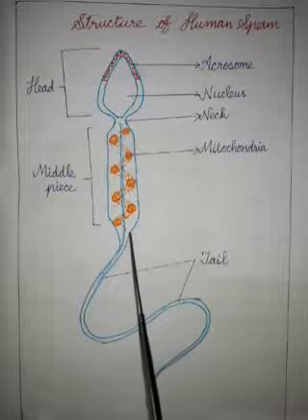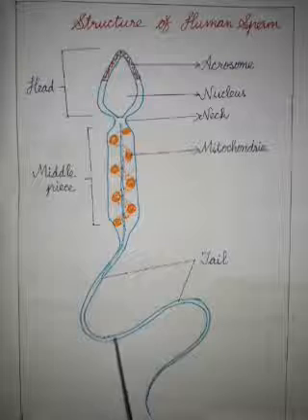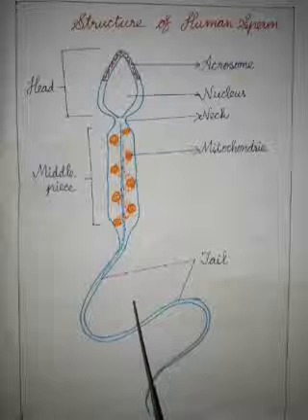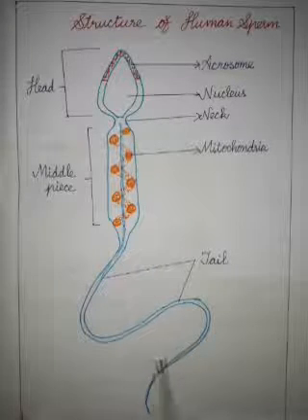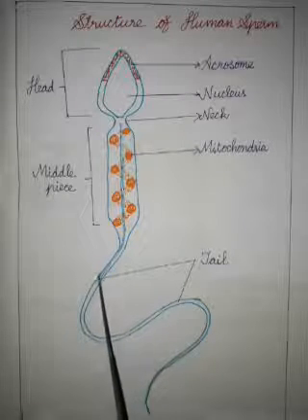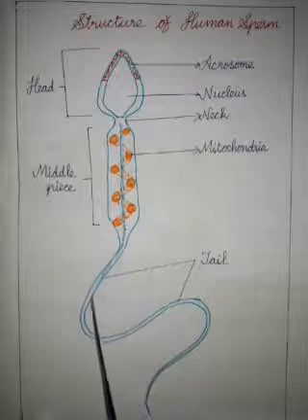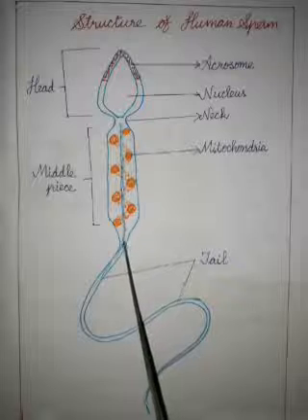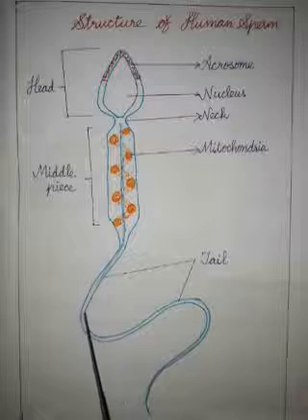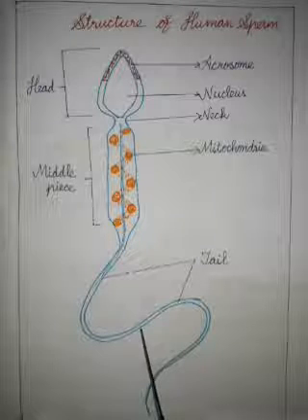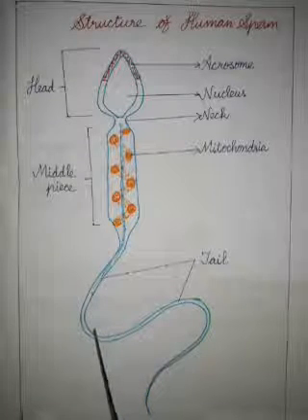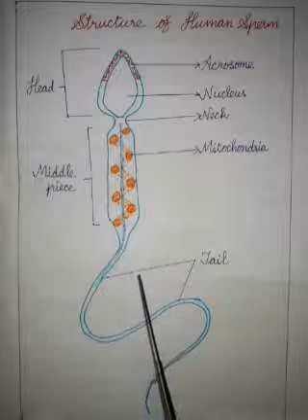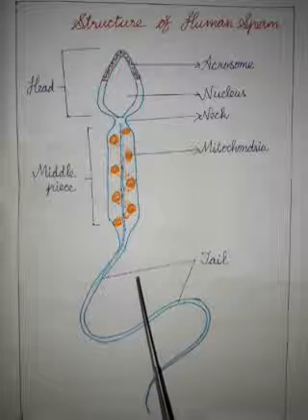Next, coming to the tail. The tail is the longest part of the sperm. The tail is slender, very thin and tapering. It is broad at first and then gradually becomes thin, which we call tapering. It also contains a central axial filament, which is enclosed by protoplasm. The lashing movement of the tail pushes the sperm forward.